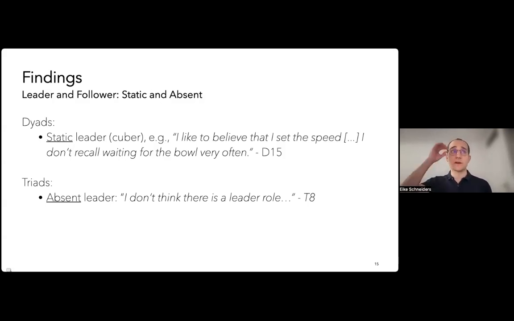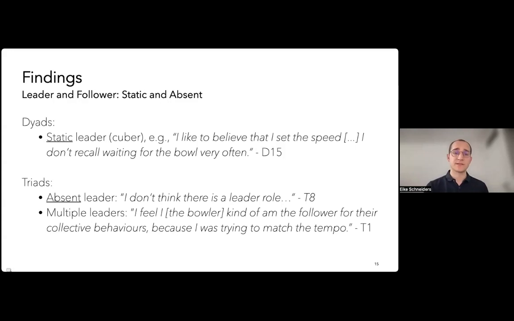A similar sentiment was expressed by a large number of triads. However, interestingly enough, and this is not a pattern but an outlier that is still interesting, we had one triad, specifically triad 1, who said that they felt that there were multiple leaders, specifically the two cubers leading the pace and the bowler following along. The bowler in T1 stated, "I feel that I, the bowler, kind of am the follower for their collective behavior because I was trying to match the tempo," which suggests that multiple leaders is absolutely a possibility during this collaboration.